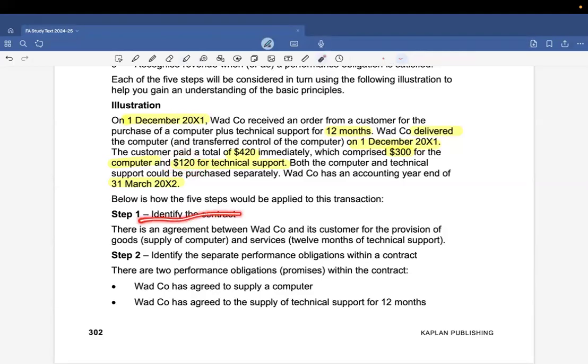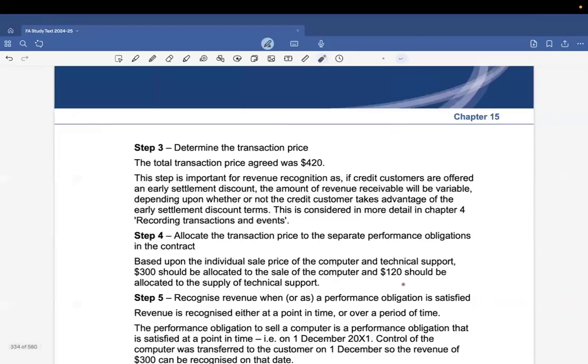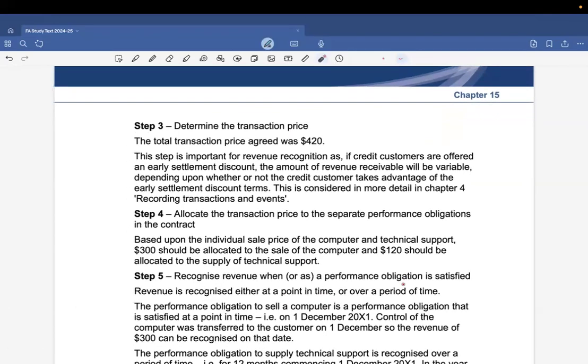So step one is identifying the contract, and the contract is the agreement between that company and the customer for provision of supplying the computer and the services for 12 months. Clear? Step two is to identify the performance obligations within the contract. That is, they have agreed to give the computer, and the computer is going to have technical support for 12 months. So that is the performance obligation. That means you have separated it out. Clear? The product is not taken as a whole, it is separated out.